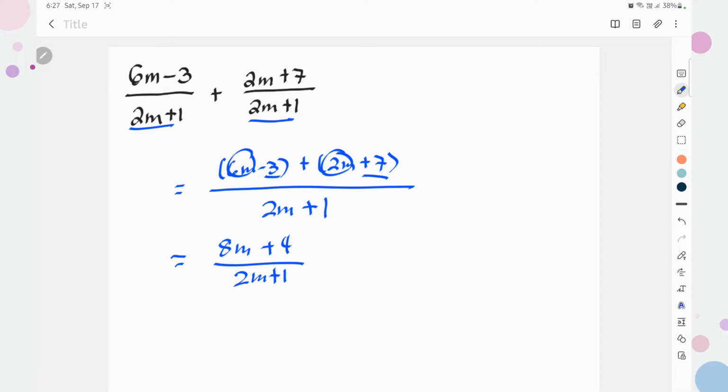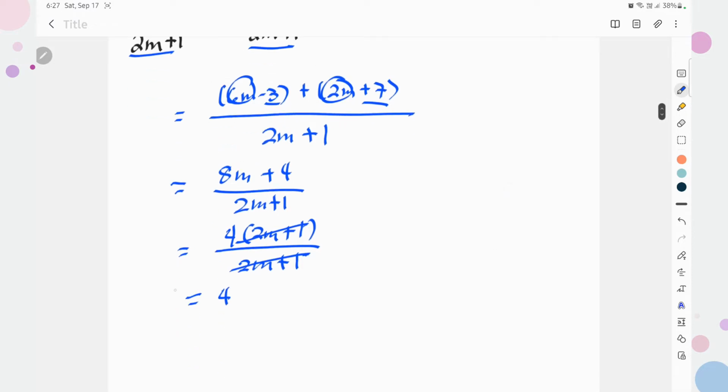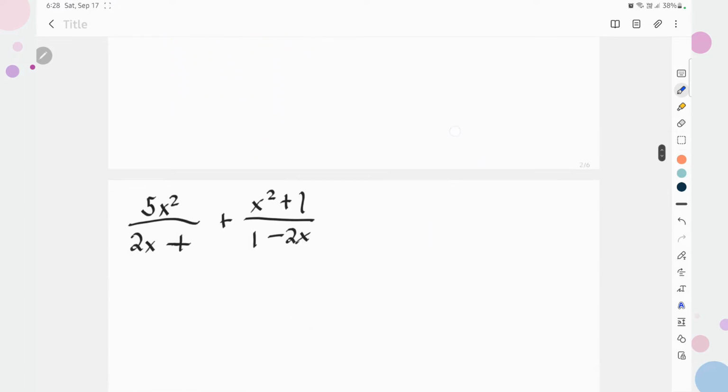However, you'd better check your terms if they have common factors. These two have common factors, so you have 4 times (2m plus 1) over (2m plus 1). So you can have that cancelled, and the answer is now 4. Okay. Now let's have another example.